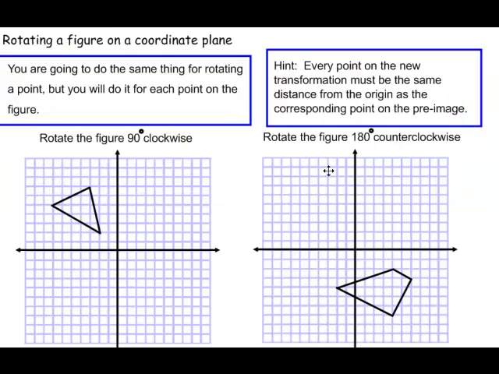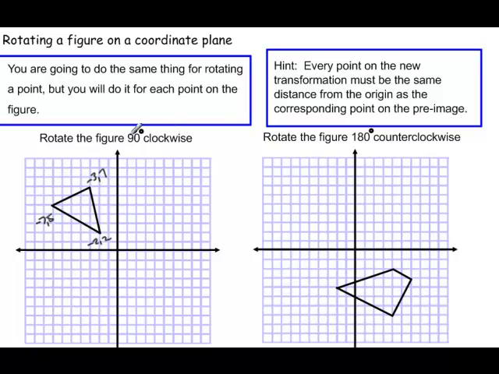Okay, rotating a figure on a coordinate plane. So this time you're going to do the same thing for each point on the figure as you did for the point that we had individually in the work we just did. So I have to identify each point here. So that's going to be, what is that? Over negative 2, up 2. Okay, over negative 3, up 7. Over negative 7, up 5.